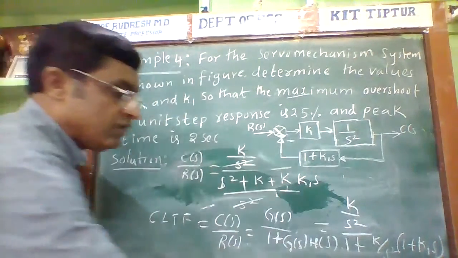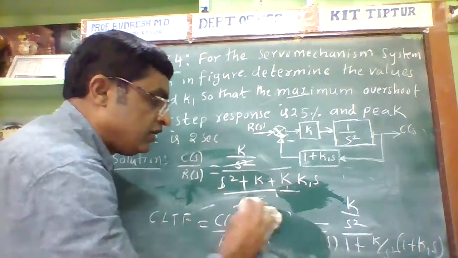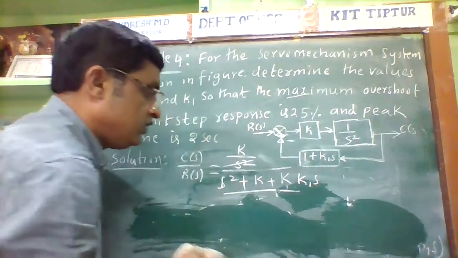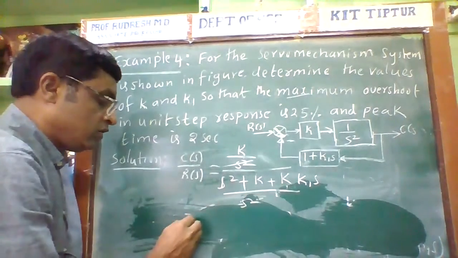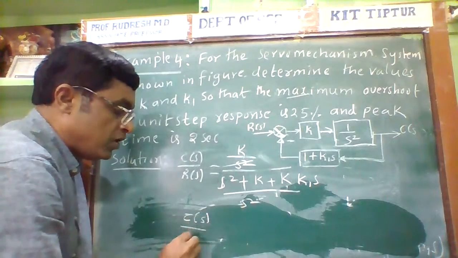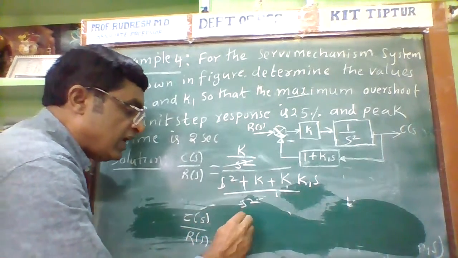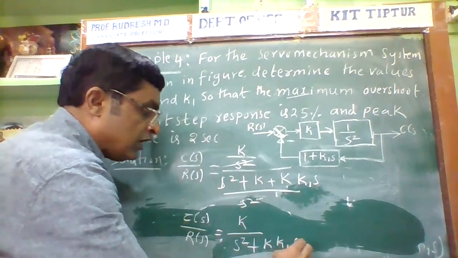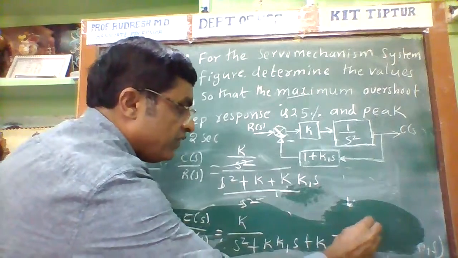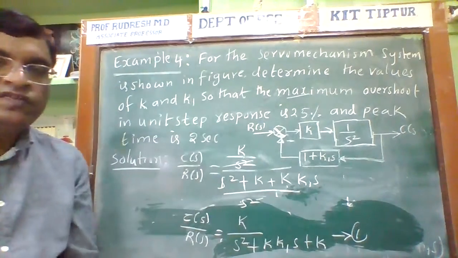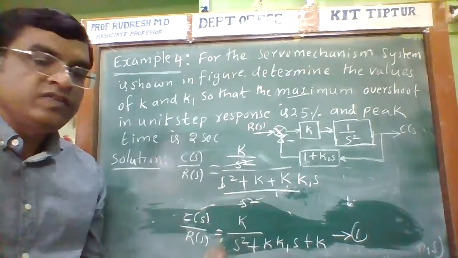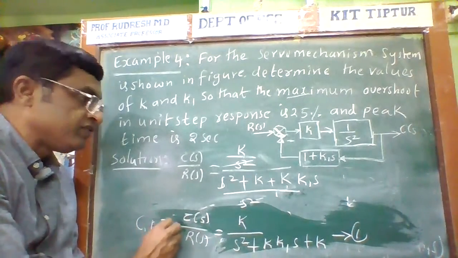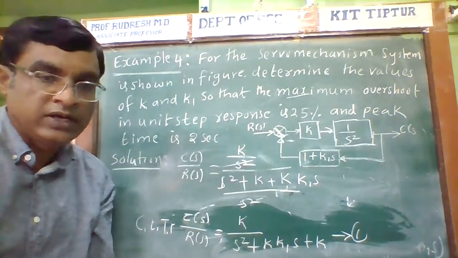Therefore, S square and S square get cancelled. So the closed loop transfer function C(S) divided by R(S) is equal to K divided by S square plus K into K1 into S plus K. Now this is the equation, the closed loop transfer function of the given system represented in the form of block diagram.